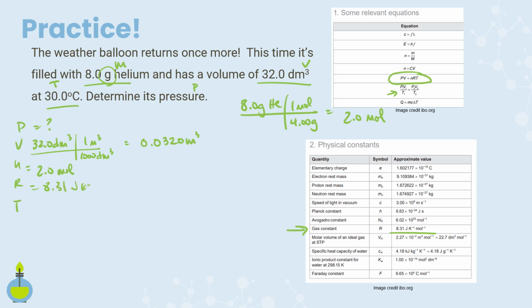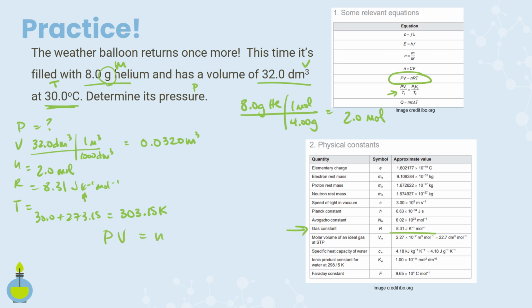R is 8.31 joules per Kelvin per mole. And then our temperature is 30 degrees Celsius, but it needs to be in Kelvin. So 30 degrees Celsius plus 273.15 is going to give us a grand total of 303.15 Kelvin. We can now plug it all into our formula.